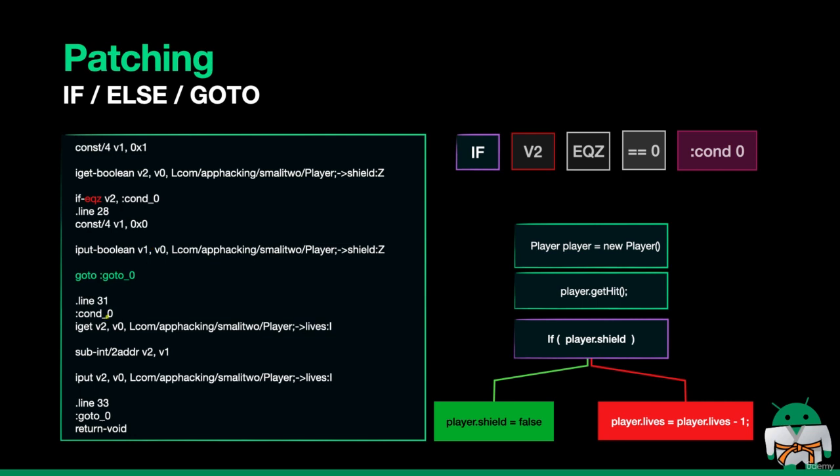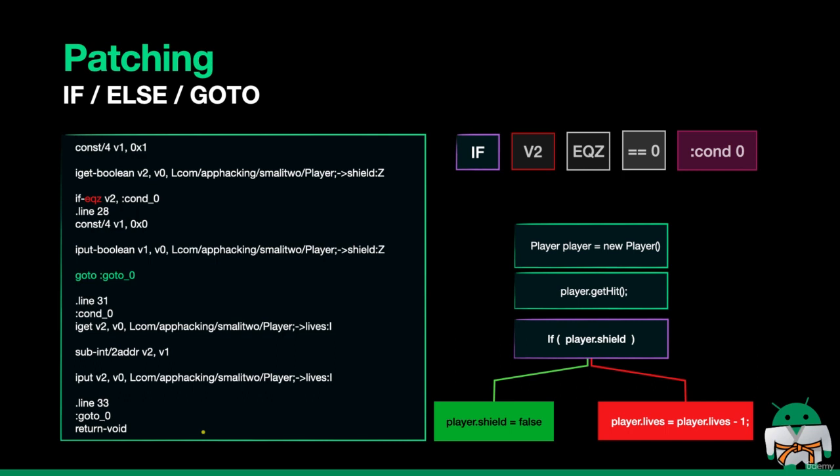Let's see. Condition 0 is over here. We are fetching our player.lives into v2. We are subtracting 1 from this. We are putting it back and then we return out of this. Alright, this looks good. Otherwise, let's have a look. So if we are having a shield, it means it's not equals 0. Then we can see v1 is initialized with 0 and we're putting our shield state to 0, which means our player.shield is now false. So we lose our shield, but we do not lose a life in this approach. Okay, and then we jump to goto_0, which is here, and we return out. Alright, this looks okay for me.